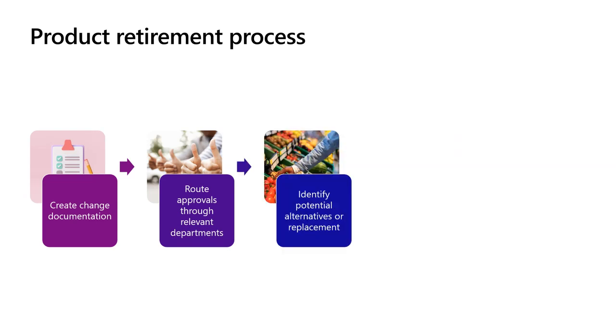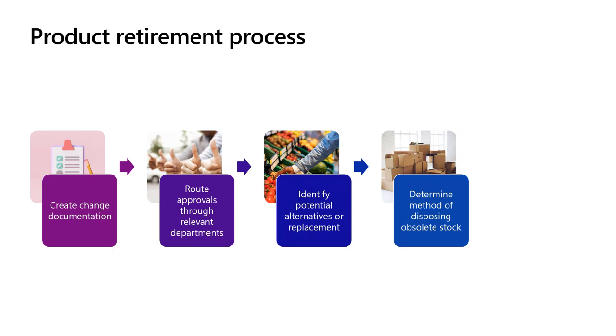Once we've gotten approval to retire the item, we need to identify whether there's an item that would be sold as an alternative. So that way we can update the product record to drive sales to the alternative or replacement product. We will also need to determine what to do with any remaining stock or work in progress orders for our inventory for the item that we're making obsolete.